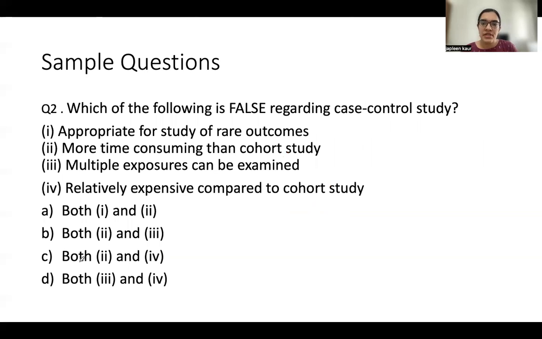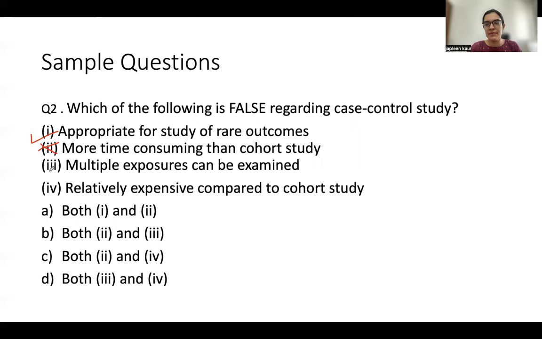Now, which of these is false regarding a case control study? Appropriate for study of rare outcomes, right? Because we are starting with outcomes, we can study the rare outcomes in the case control study. So this is correct. More time consuming than a cohort study? No, because there is not much of a longitudinal follow-up. We see the cases, we study their background, we question them about their risk factors, or we see their case records for the risk factors. So no, it is not very time consuming.